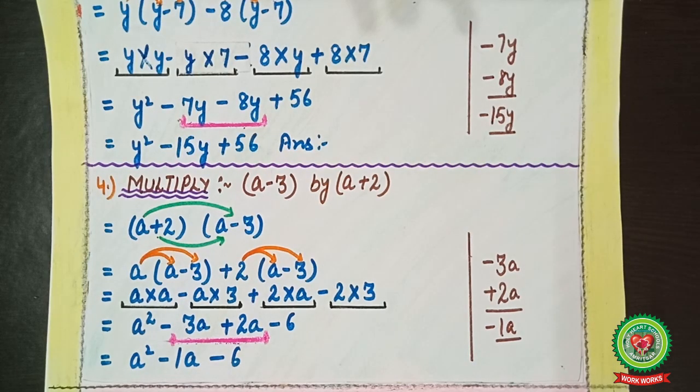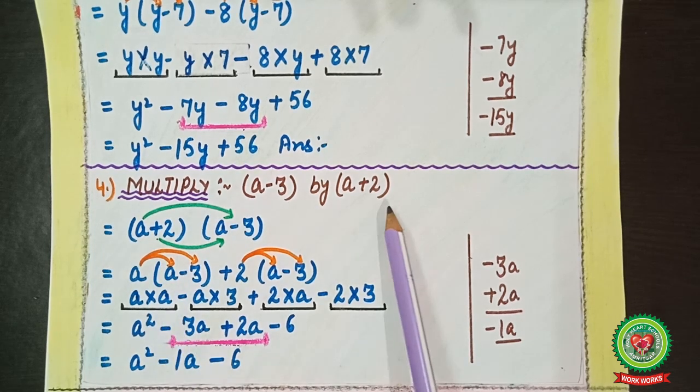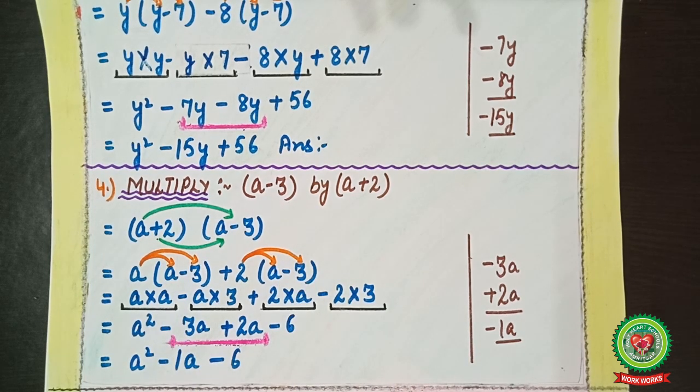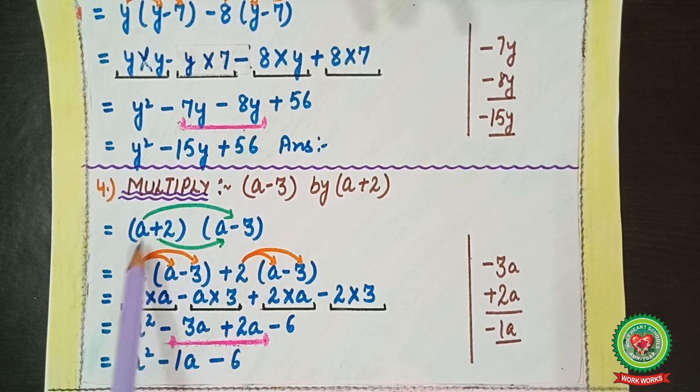So here's the statement, multiply a minus 3 by a plus 2. Now here again we will start the question by writing a plus 2 at the first place and a minus 3 at the second place. This is not a compulsion. You can write the first bracket at the first place, the second bracket at the second place. That's your choice, right? So here I have written like this. So you will write a multiplied by the second bracket, and plus 2 will be multiplied with the second bracket. So here you will write a bracket a minus 3 plus 2 multiplied with a minus 3.